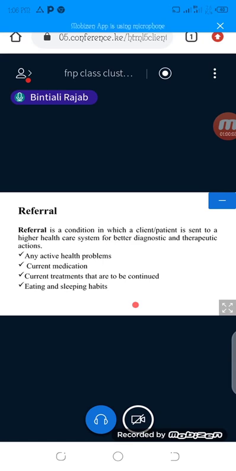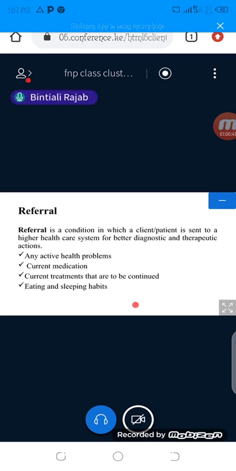Referral is whereby a patient or client is sent to a higher healthcare system for better diagnostic and therapeutic actions. You only refer when the patient will get better diagnostic and therapeutic actions. So you refer upwards. You come from a dispensary to a district hospital, to a provincial hospital, and to a national hospital. You always refer upwards, so that the patient can get better diagnostic and therapeutic actions.